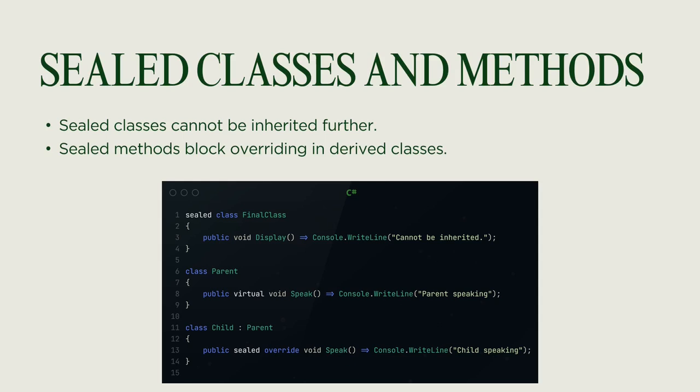And sealed classes and methods. Sometimes we might want to prevent further inheritance. That's where the sealed keyword comes in. If we mark a class as sealed, no other class can inherit from it. And similarly, if we mark a method as sealed, it can no longer be overridden in a derived class. This gives us fine-grained control over how our code is extended and protects our design when necessary.